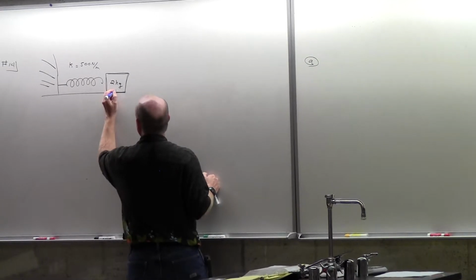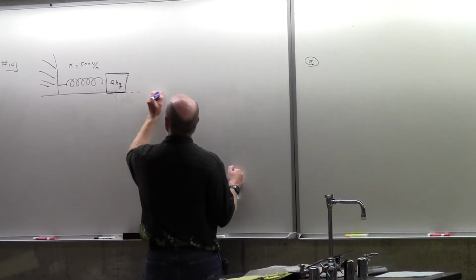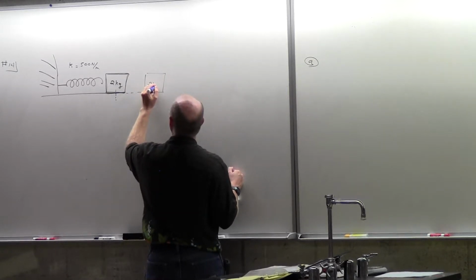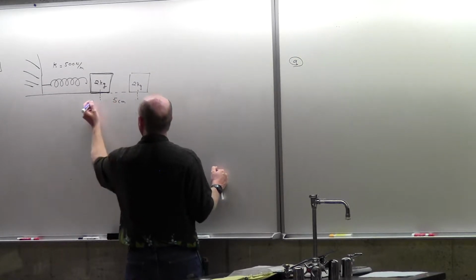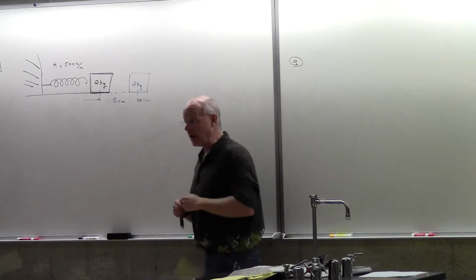If I call this the center of the block, the equilibrium here, what they're asking us to do is to pull it over. And did I remember right? Did it say 5 centimeters? So be careful with your units.